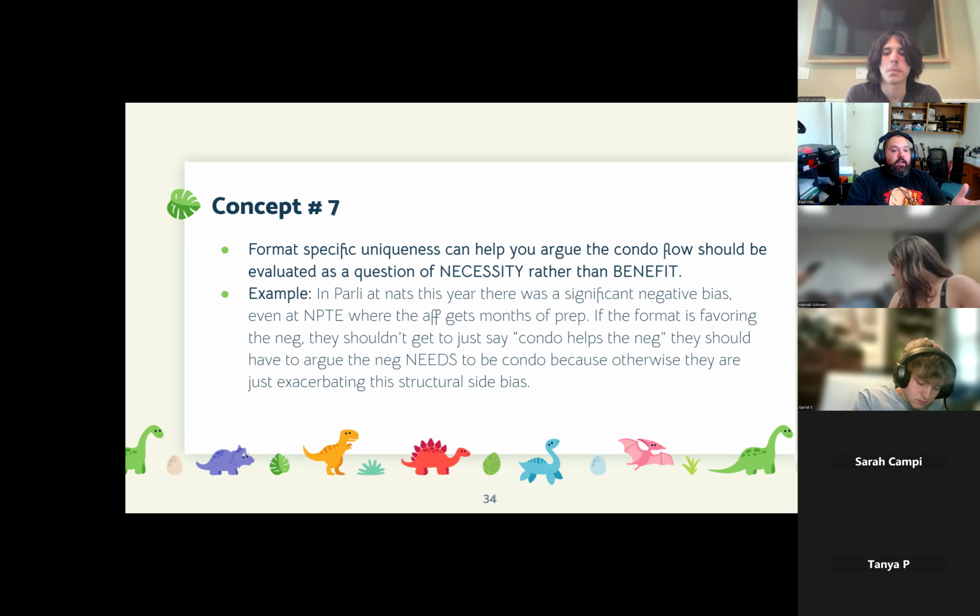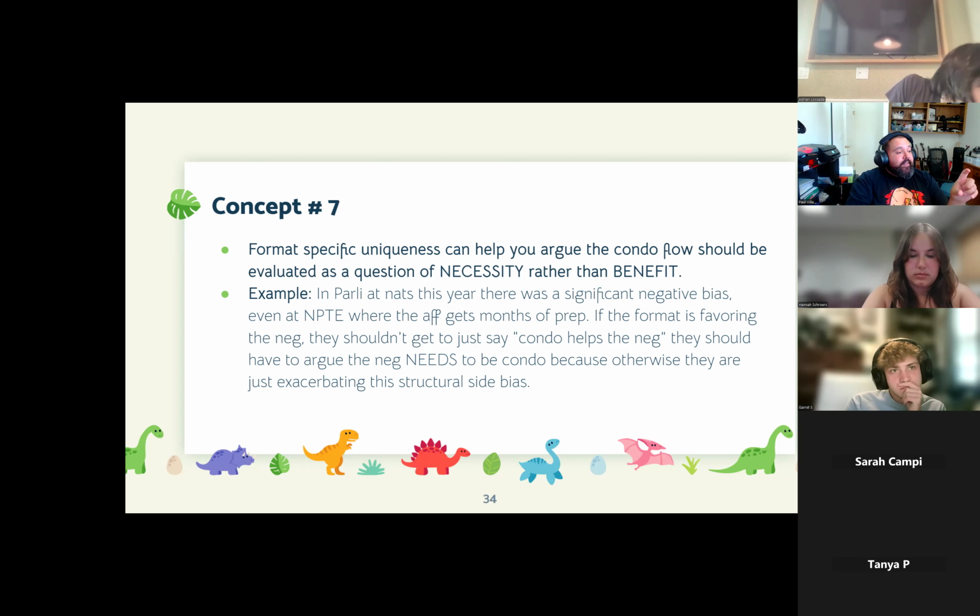So example, in Parley at Nats this year, there was a massive negative side bias at the NPTE and also the NPTA as far as I'm aware. And at the NPTE, the AF gets months to prep the AF. So AFs that were fully prepared, ready for the K, second lines ready, all of that stuff, still got their asses whooped by the negative. If the format is favoring the negative, they shouldn't just get to say condo helps the neg. They should have to argue that the neg needs to be condo because otherwise they're just exacerbating a structural side bias. Why does the negative need more tools if they're already winning the majority of the debates?